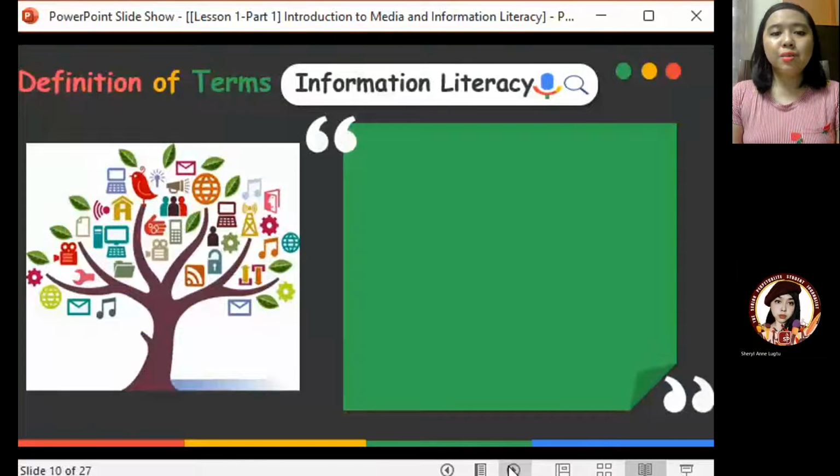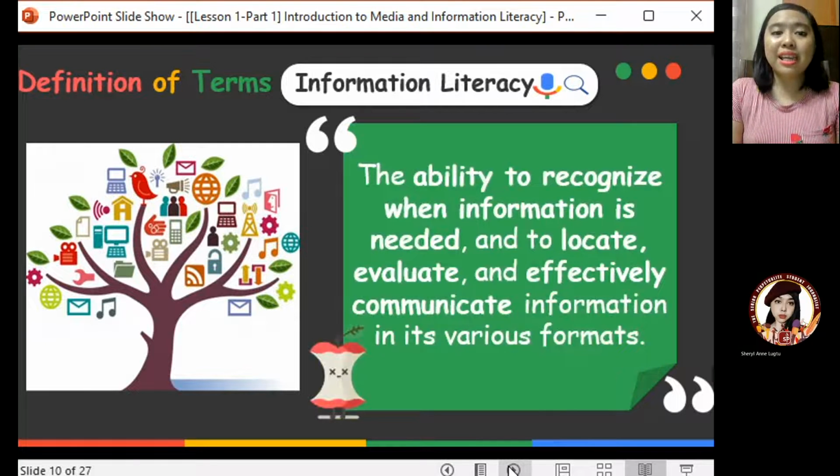All right. Next one is information literacy. Now, when you say information literacy, it is the ability to recognize when information is needed and to locate, evaluate, and effectively communicate information in its various formats. Now, let me reiterate this one. Recognize when information is needed. Because we all know that nowadays, all information is accessible in search engines and even social media platforms that I have discussed with you earlier. But when is a certain information needed and when is it not?